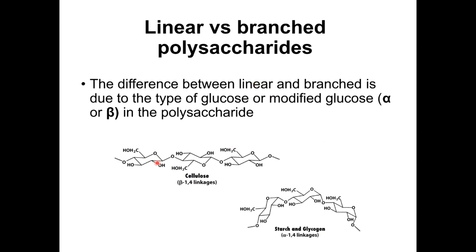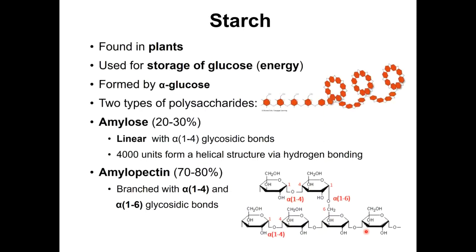So cellulose is formed by beta glucose. The bonds are beta 1,4, and therefore these molecules turn out to be linear. And chitin would be similar to cellulose. In starch and glycogen, the main bonds are all made by alpha glucose through alpha 1,4 bonds, and this gives origin to circular molecules.